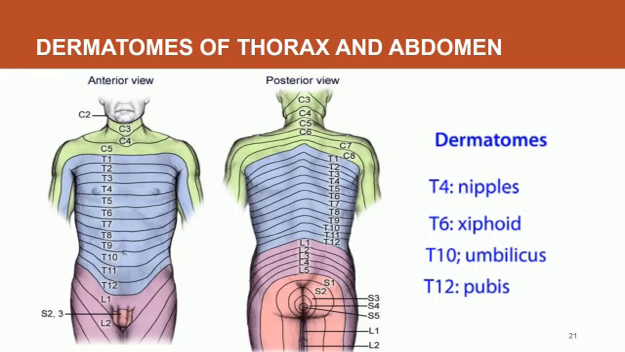T1 provides sensory information from the medial forearm and T2 provides from the apex of the axilla and armpit. The rest of the thoracic dermatomes are easy and they are arranged in order down the trunk. Some important landmarks that you should know are T4 nipples, T6 xiphoid process, T10 umbilicus and T12 pubis.